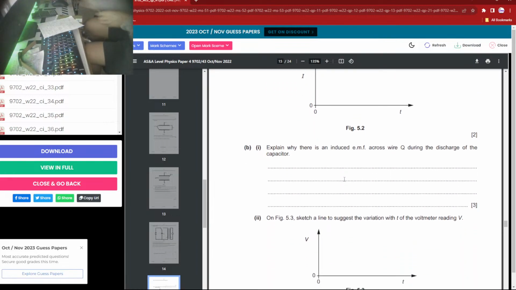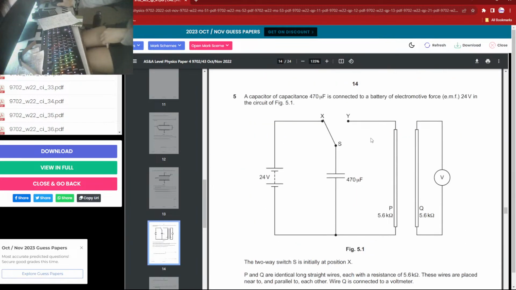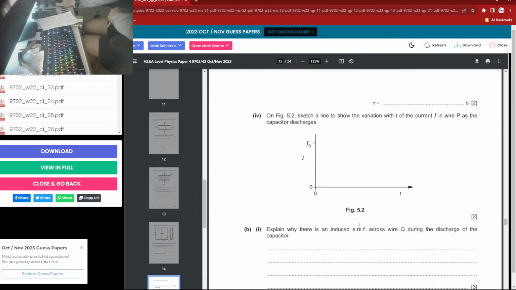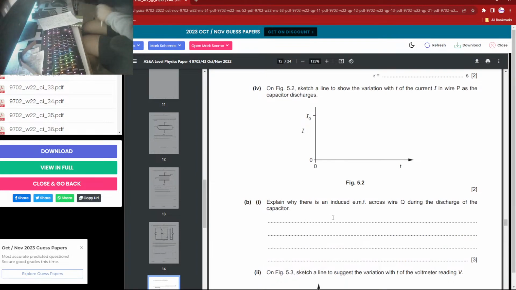Okay, next one. B1. Explain why there is an induced EMF across wire Q during the discharge of the capacitor. So, wire Q has induced EMF because as you pass current through wire P, a magnetic field is produced, which wire Q cuts. And when wire Q cuts the field, it has induced EMF on wire Q, which in turn produces eddy currents. Oh, sorry, it just wants induced EMF.